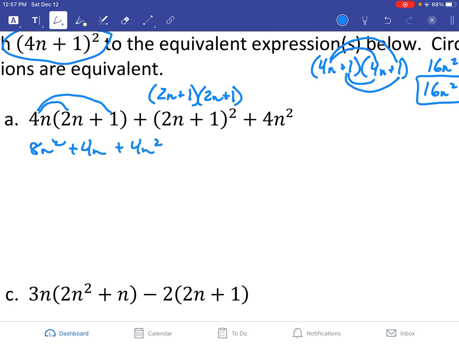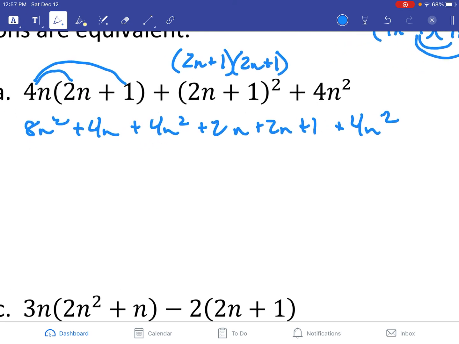So we got 4n squared, we got 2n, we got 2n again, we got plus 1. And at the very end, we have plus 4n squared. So now we have all the terms written out. What you have to do now is combine them to figure out what is common, what is alike.